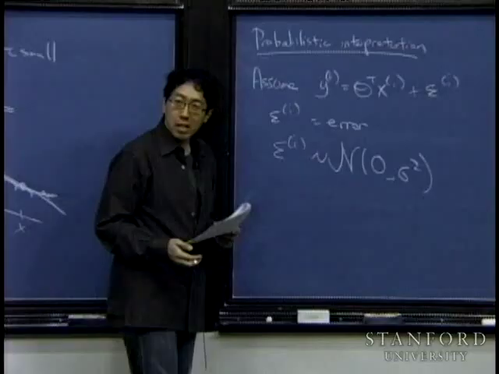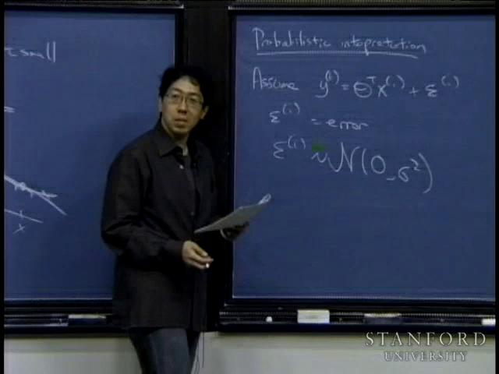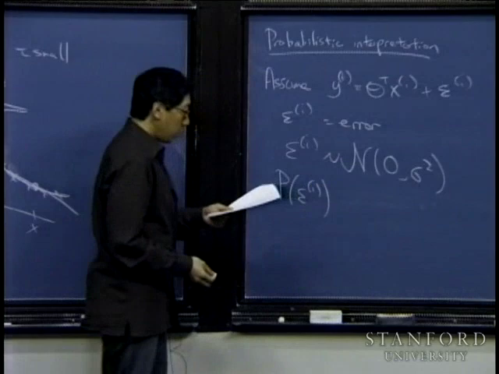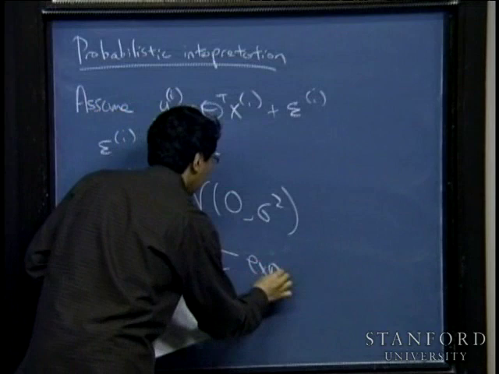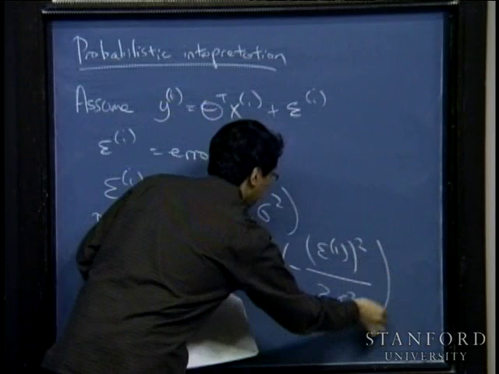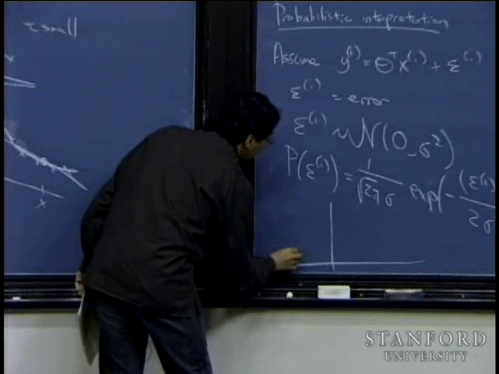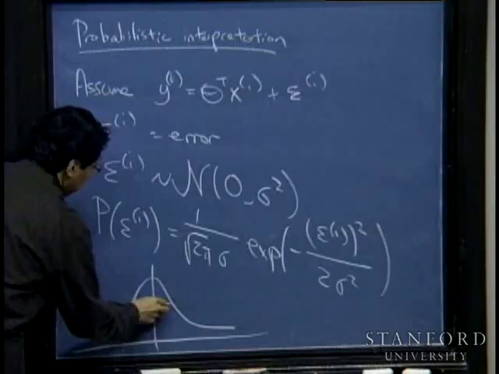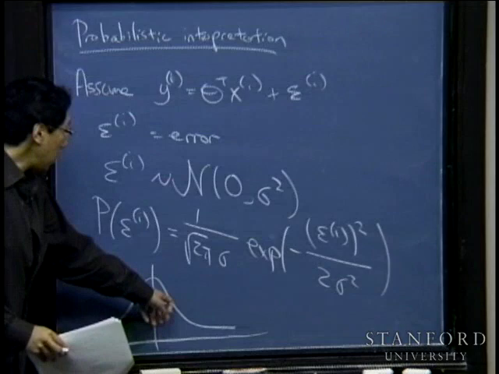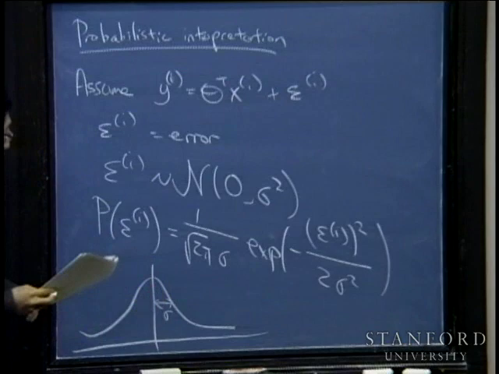Actually, just quickly raise your hand if you've seen a Gaussian distribution before. Okay, cool. Most of you. Great. Almost everyone. So in other words, the density for the Gaussian, as most of you have seen before, the density for epsilon I would be 1 over root 2 pi sigma, e to the negative epsilon I squared over 2 sigma squared. Right? And the density for epsilon I will be this bell-shaped curve with one standard deviation being sigma. This is the formula for that bell-shaped curve.